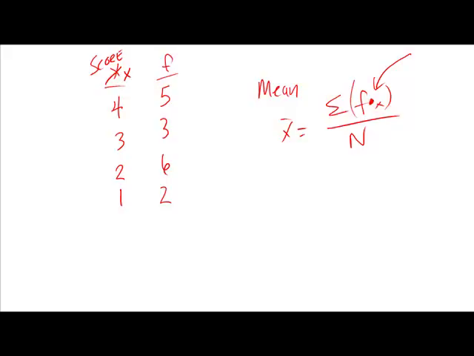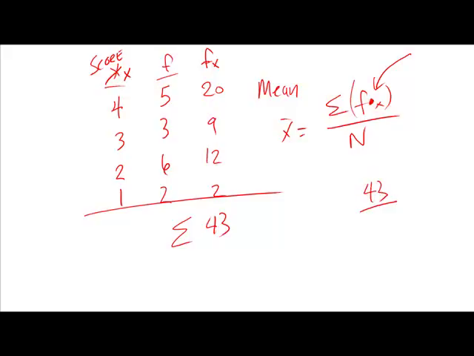So what it asked you to do was compute fx. Well, bucket on the floor. We're going to simplify this. We know we have to multiply these two numbers together. And then we have to take the sum of it. And then we have to do 43 divided by n. Where does n come from? Well, n is the total number of observations. n is also the sum of f. 5 plus 3 plus 6 plus 2, 16.